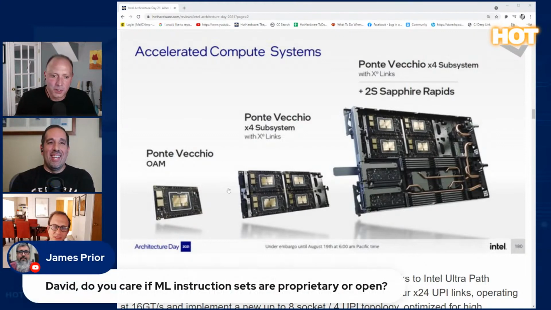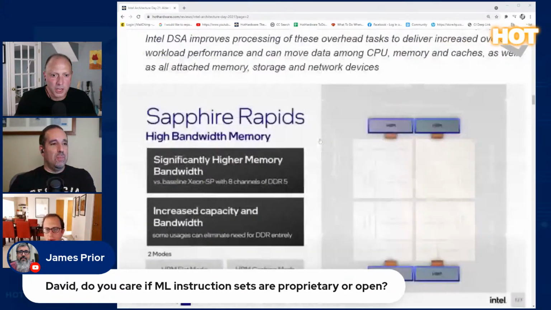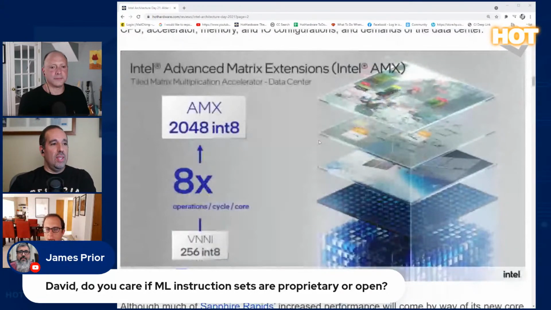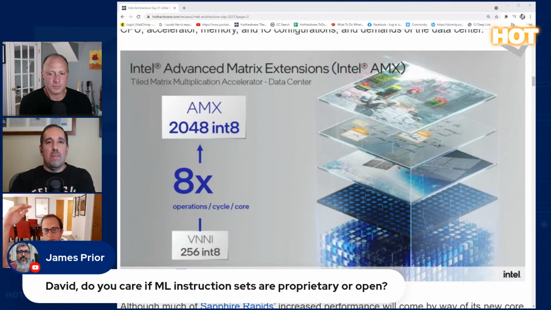Absolutely. Interesting question from James Pryor. Dave, do you care if ML instructions are proprietary or open? And let's go back to this jammy right here. Yeah. I think the reality is that when it comes to machine learning, like I said, up here you have your TensorFlow and PyTorch, which are sort of high-level frameworks. You can think about that as conceptually like the Excel of machine learning, right? It's kind of at the Python level.